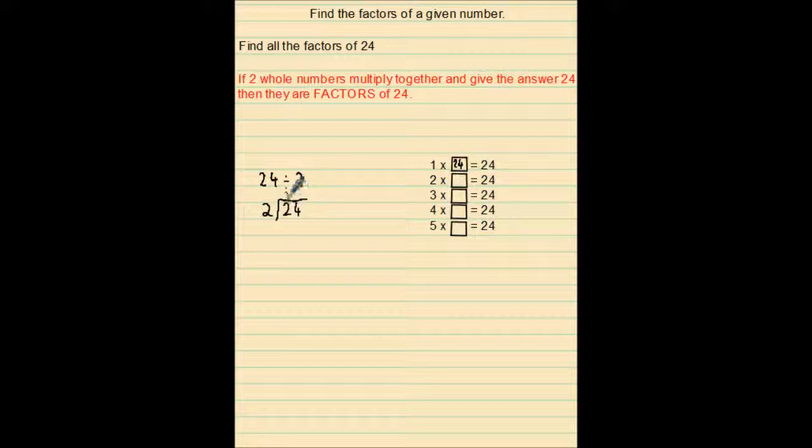2 into 2 goes once, no remainder. 2 into 4 goes twice, giving us the answer 12. So we know that 2 times 12 is 24. Does 3 times some number equal 24? Again, your times tables may help. In this case, the bus stop method won't help.